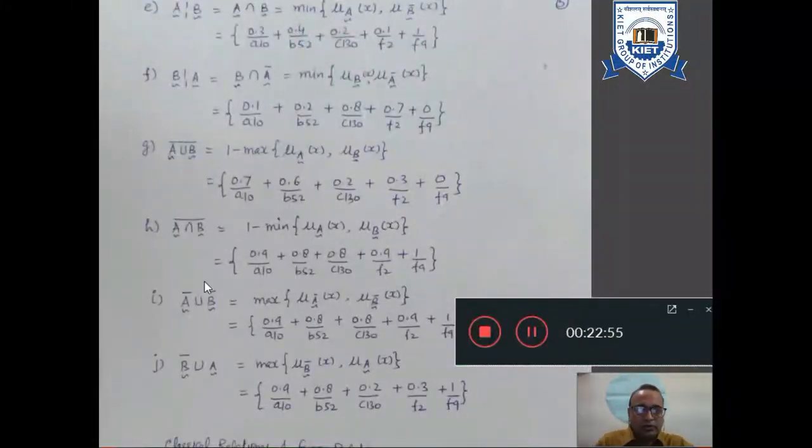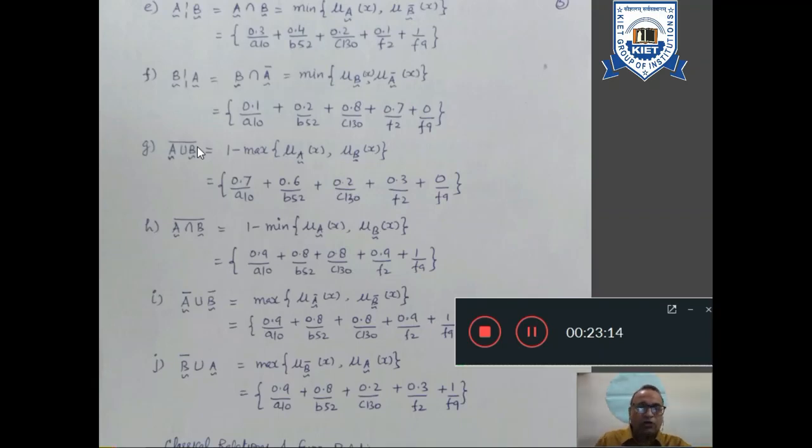Now we are doing the G part of the question. We are asked to find the complement of the union of two fuzzy sets. So first of all, our objective is to find the union. We have to perform the union operation of two fuzzy sets, and then we will find its complement, right?